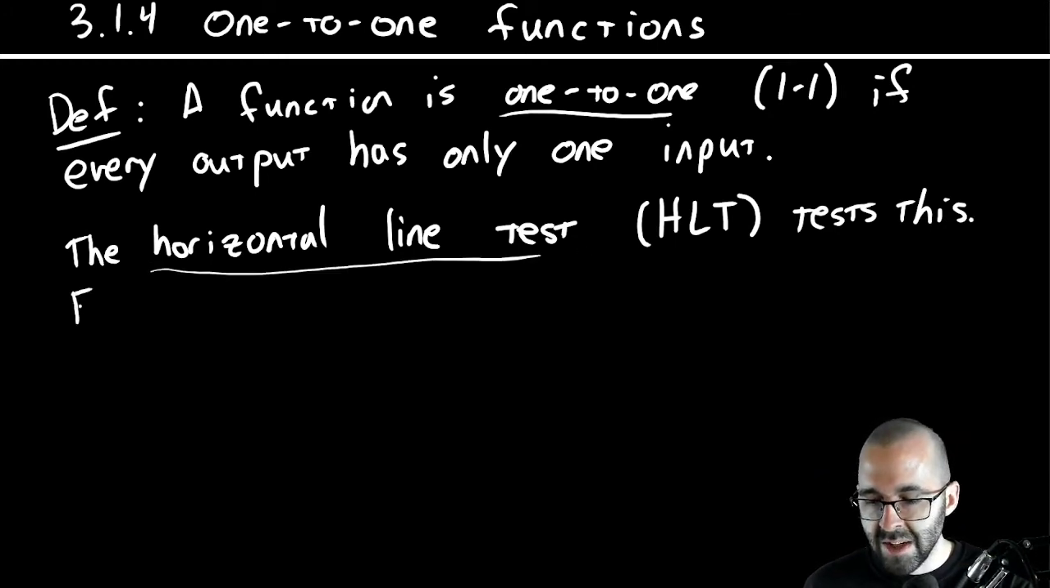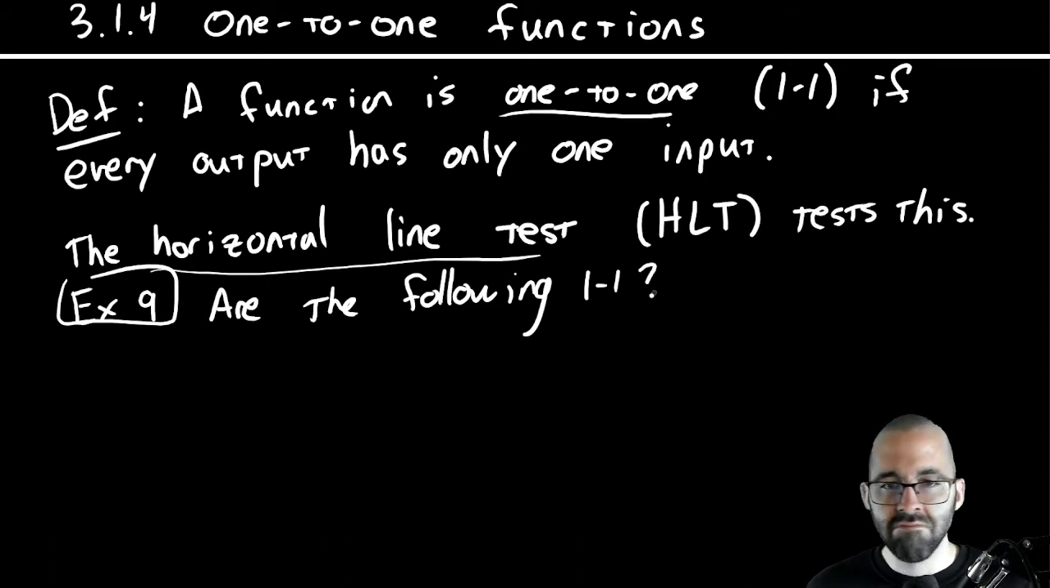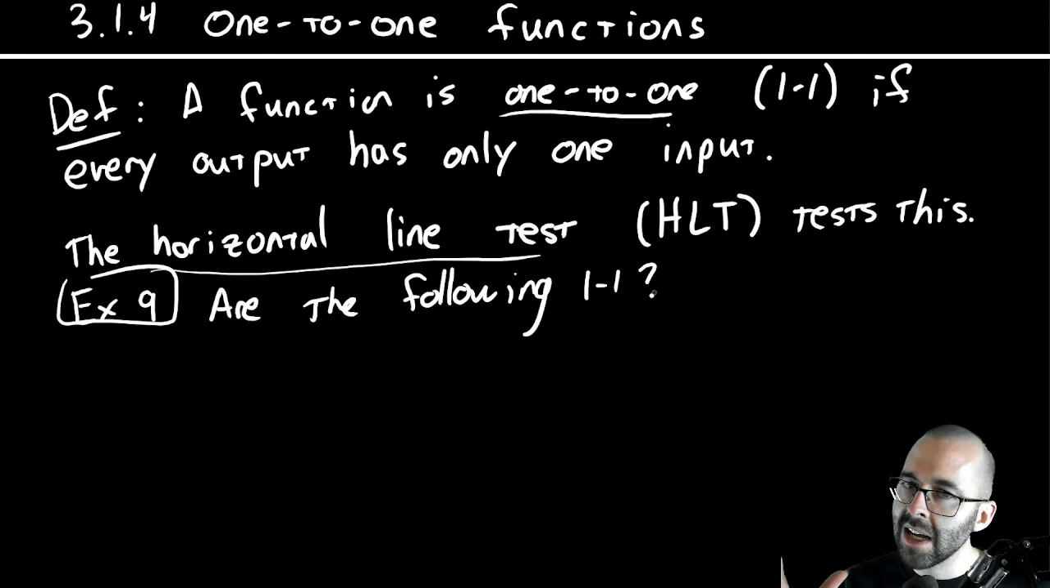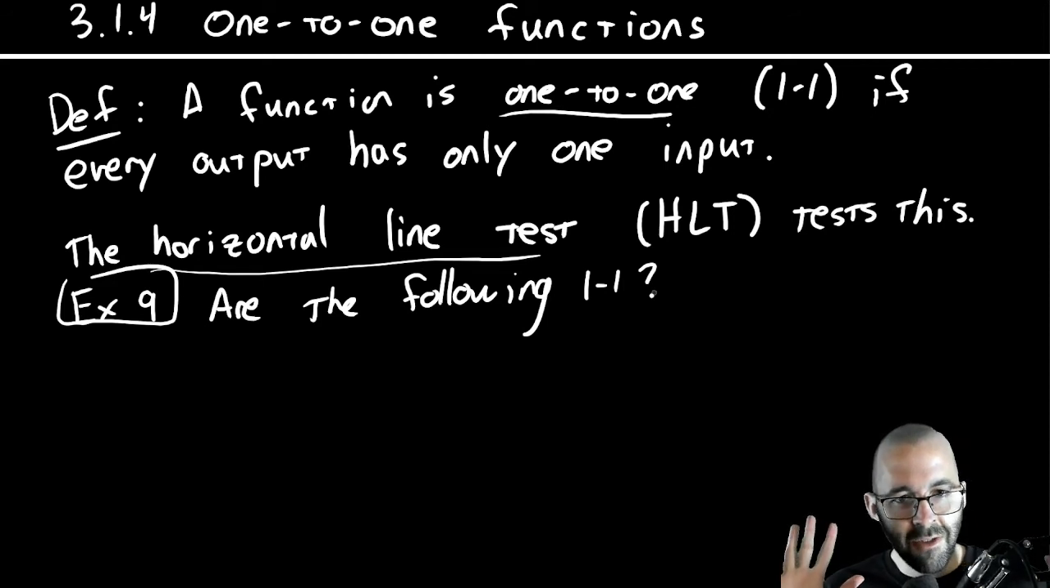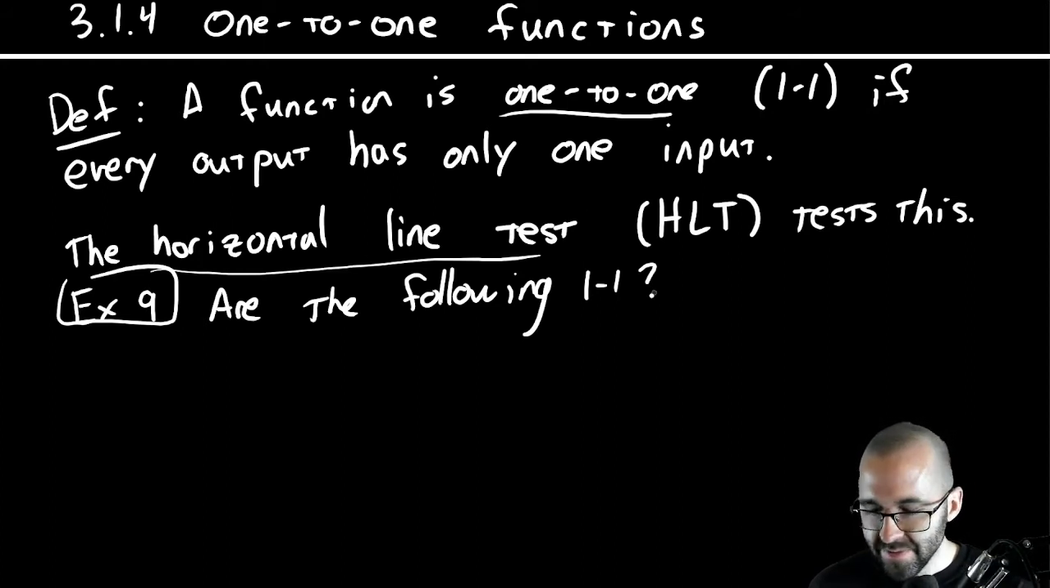All right, so if we do an example number 9, are the following one-to-one? Let's just throw the horizontal line test at it. And again, we'll talk more later about why it's useful to know whether something's one-to-one. But for now, we're just going to introduce the definition, put it in a corner, and then I'll cackle when it comes back. All right.